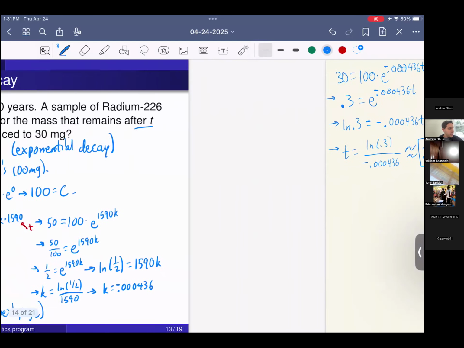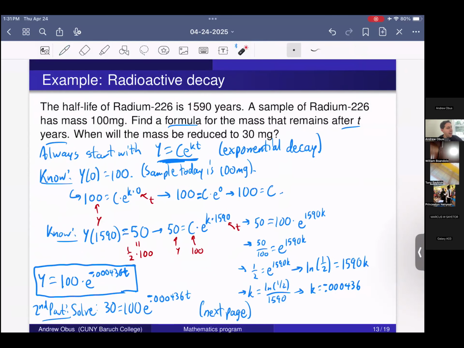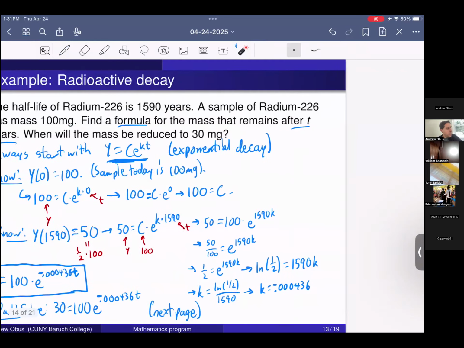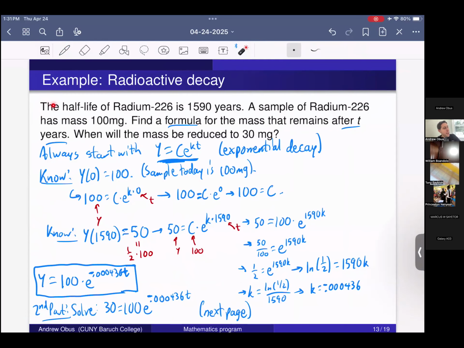Okay, so it takes 1,590 years for half of it to decay, so to decay to 50 milligrams. To get all the way down to 30 milligrams takes longer. It takes 2,761 years. Okay? But just from this information about half-life, we're able to figure out exactly how long it will take for something like this to happen. And again, the key is we know the equation that governs everything is going to look like this. And so we just need the information, what is C and what is k. That's all that we need to know. Okay, so any questions on this?